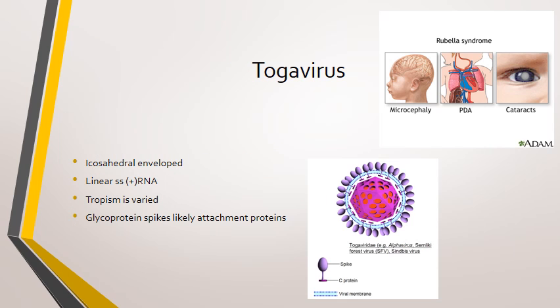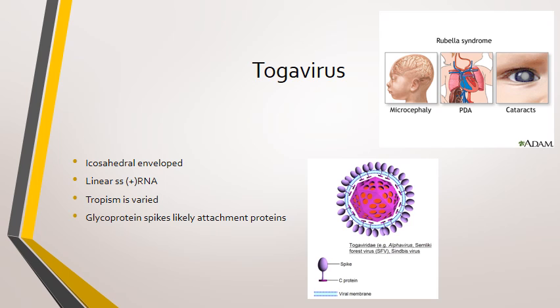And then finally, after a very long lecture, the togavirus. Togavirus is an icosahedral enveloped linear single-stranded positive sense RNA virus, and it actually has pretty varied tropism. It can infect a number of different cell types. And it includes two groups of viruses. One which you're probably very well aware of, the rubella virus, is a togavirus, and it also includes the alpha viruses, which is a large group of mosquito-borne arboviruses.